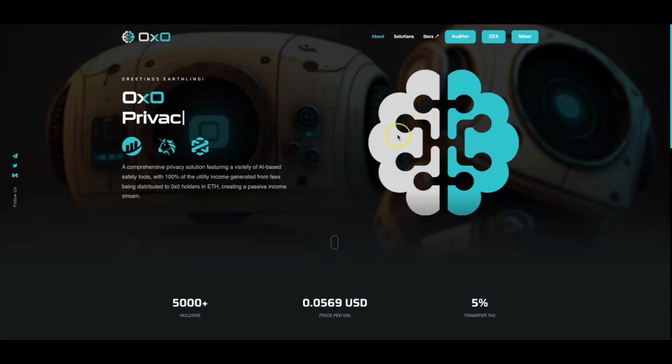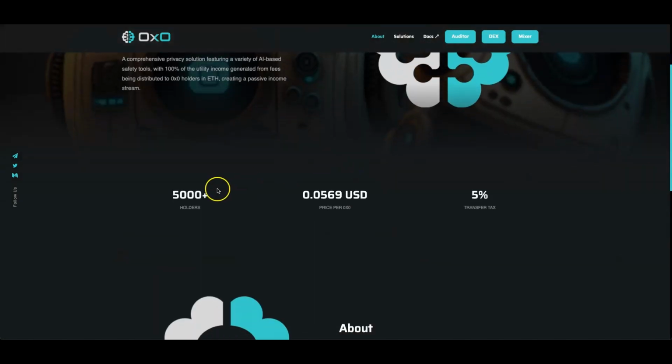But now, going on to the website of 0X0, you guys can see it tells you about a lot of different things, right? The comprehensive privacy solutions featuring a variety of AI-based safety tools, with 100% of the utility income generated from fees being distributed to 0x0 holders and ETH, creating a passive income stream. So this is huge, guys. Any trades that are done on the DEX, holders of the 0x0 token will basically get rewarded in the fees, right? So there's a lot of things going on.